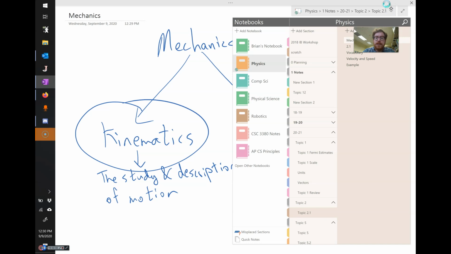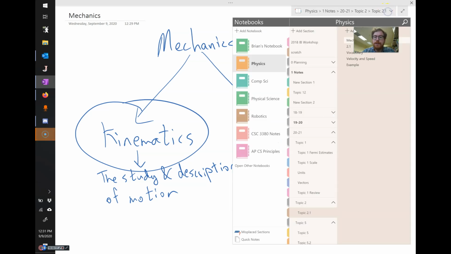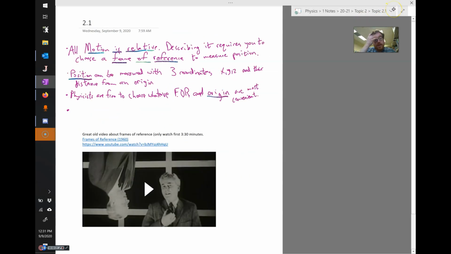Dynamics is really where all of Newton's laws fall, which deal with forces and the causes of motion. Okay, so topic 2.1. There's some basic definitions that happen in topic 2.1, like speed and velocity and displacement and distance.